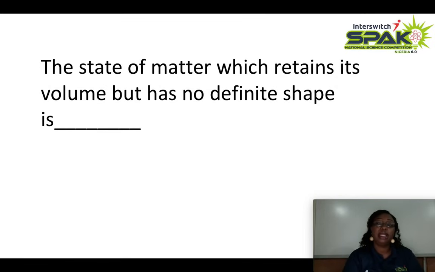The state of matter which retains its volume but has no definite shape is... We have three states of matter: solid, liquid, gas. So which of these states of matter retains its volume but has no definite shape? The answer is liquid. Liquid retains its volume but has no definite shape.